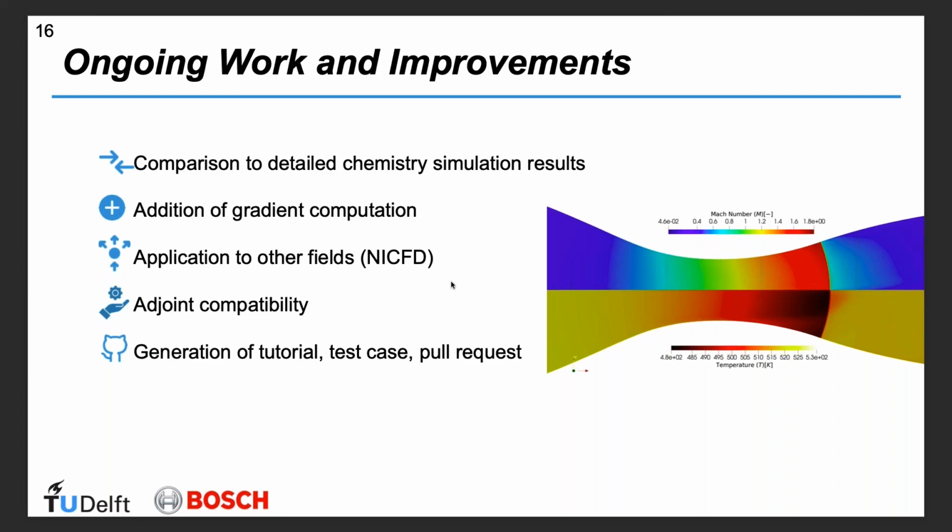Compressible, sorry. Yes. Also, speaking of gradient computation, the ability of being compatible with the adjoint will also be very nice for optimizing using data-driven CFD. And finally, get this code to the public through a tutorial on how to set up these input files, use the classes, and then draft a pull request so the code will be available publicly.